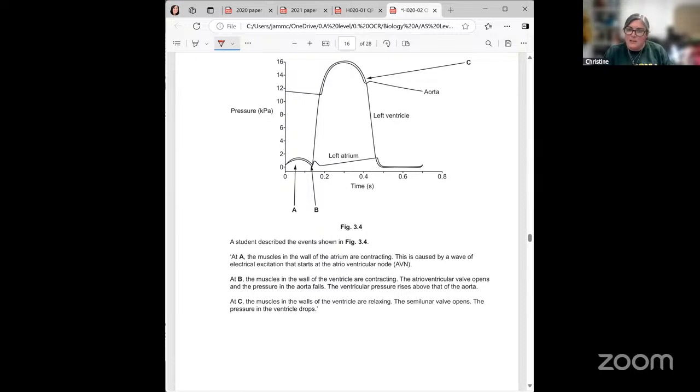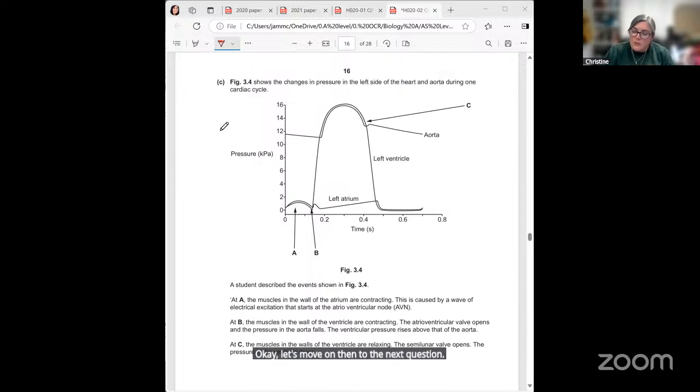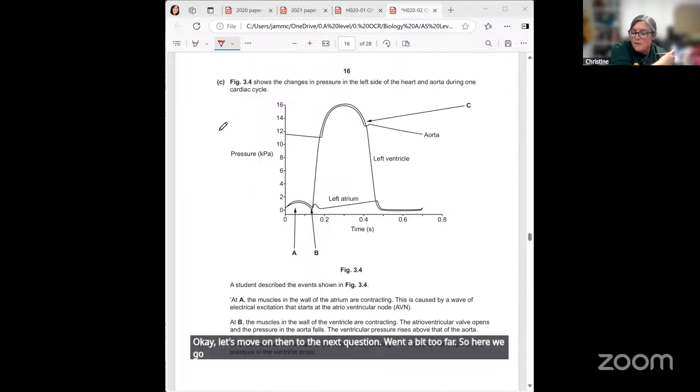Okay, let's move on then to the next question. Oh, went a bit too far. So here we go. The cardiac cycle here. We are looking at.